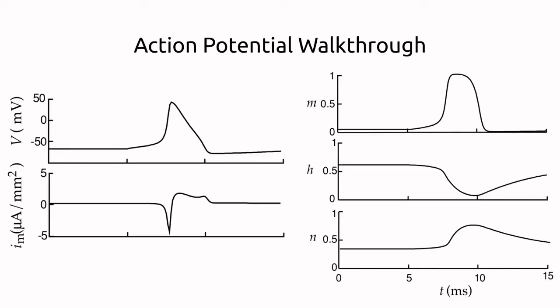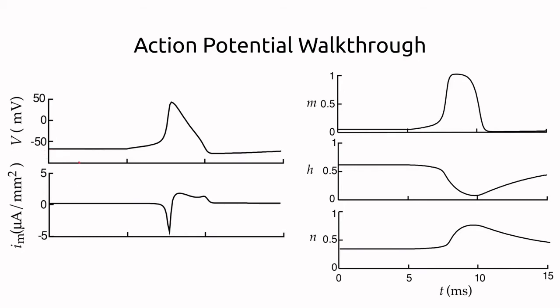Now, to understand how all these equations interact to produce biologically realistic voltage dynamics, let's walk through a simulation of the equations for an above threshold input, that is to say, something that will cause the neuron to spike, and examine what the state variables do as the action potential occurs.